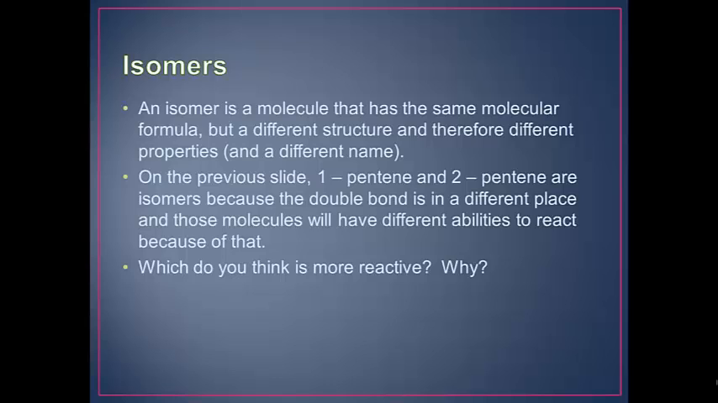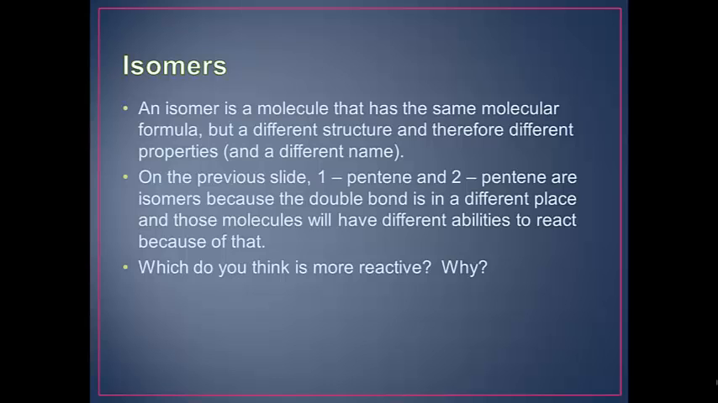Isomers. An isomer is a molecule that has the same molecular formula but a different structure and therefore different properties and a different name. On the previous slide, 1-pentene and 2-pentene are isomers because the double bond is in a different place, and these molecules will have different abilities to react because of that. Between those two, which one do you think would be the most reactive?